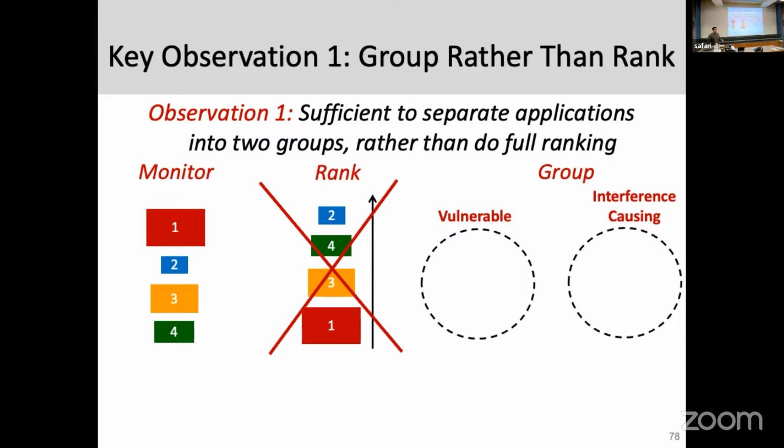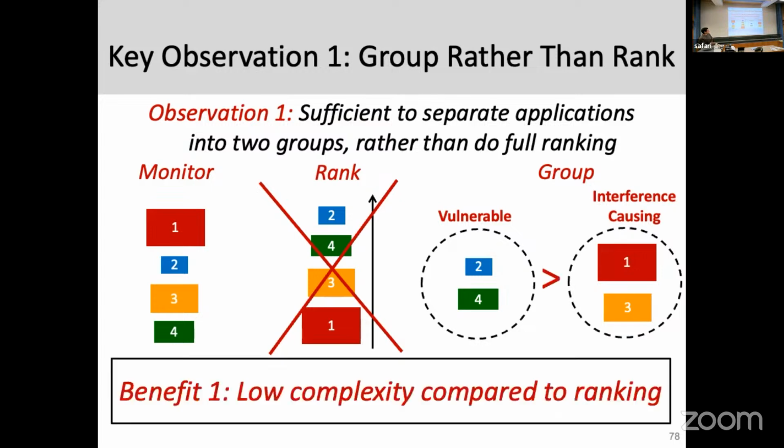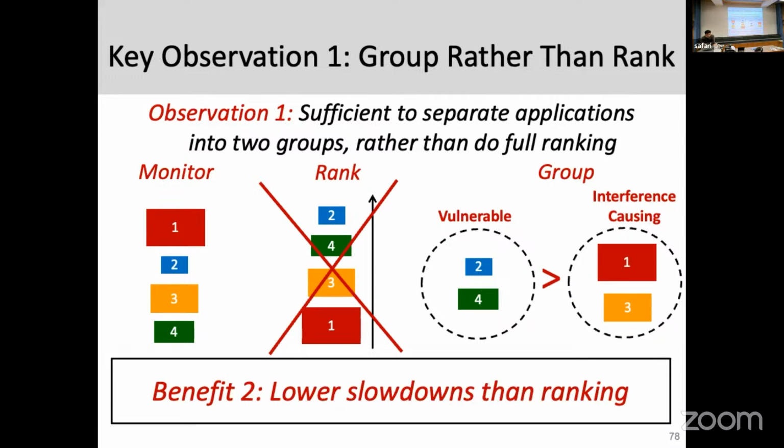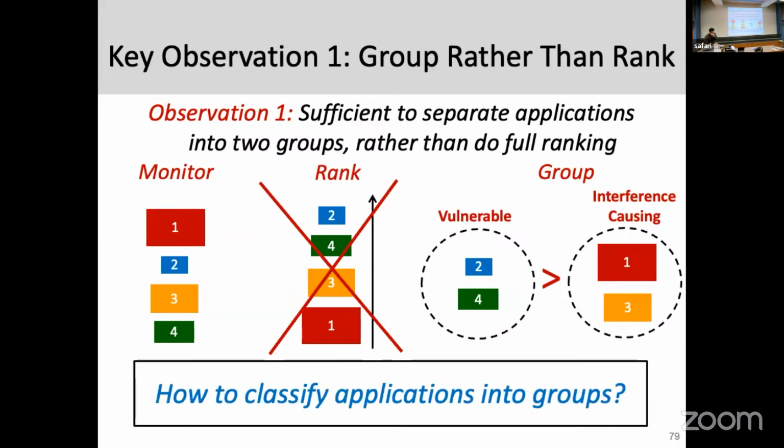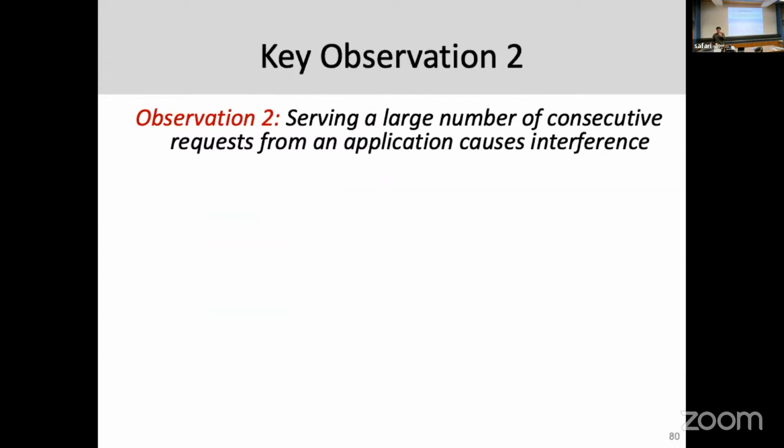So this is close to this niceness metric I described, right? And you group your applications or your threads according to this clustering. You prioritize the vulnerable group over the interference causing group. This is a lower complexity compared to ranking all of the threads. And it also has lower slowdowns than ranking. But how do you classify applications into a group, right?